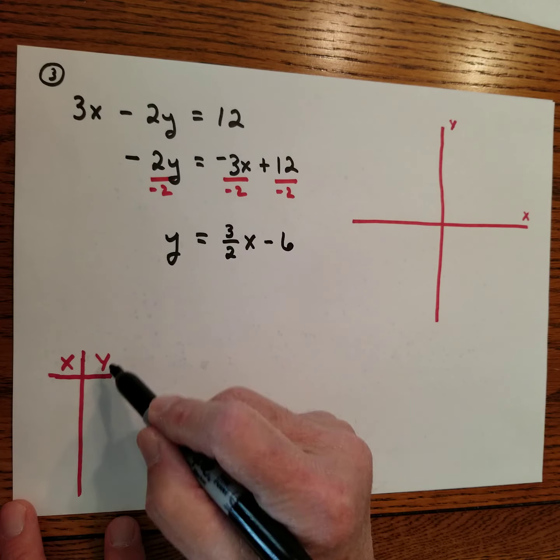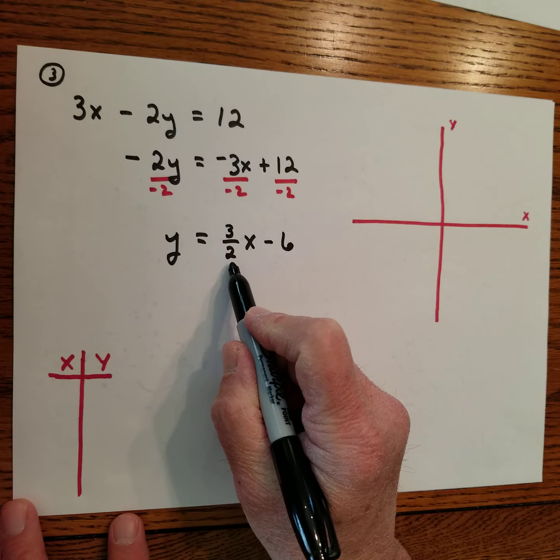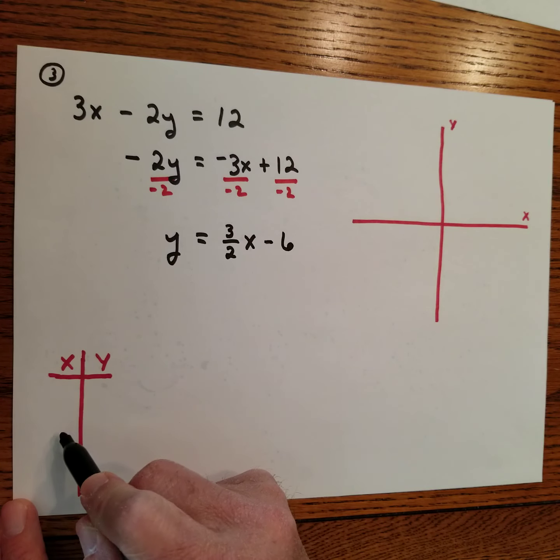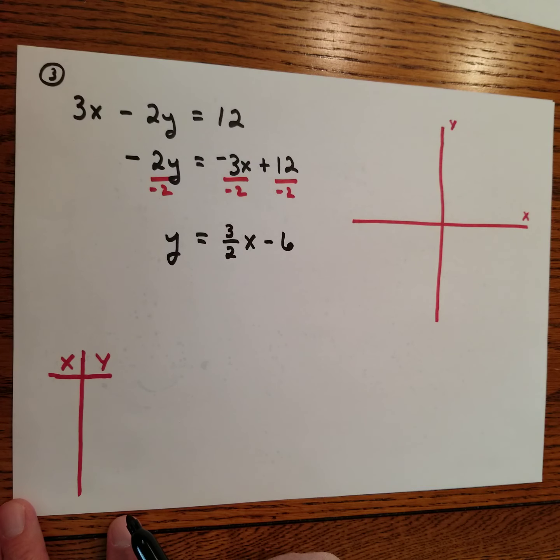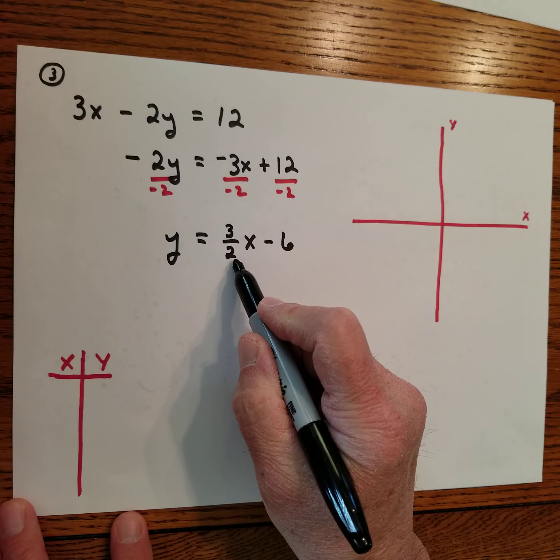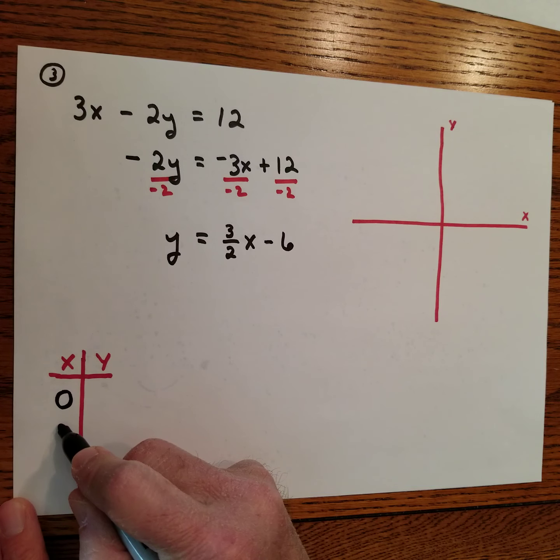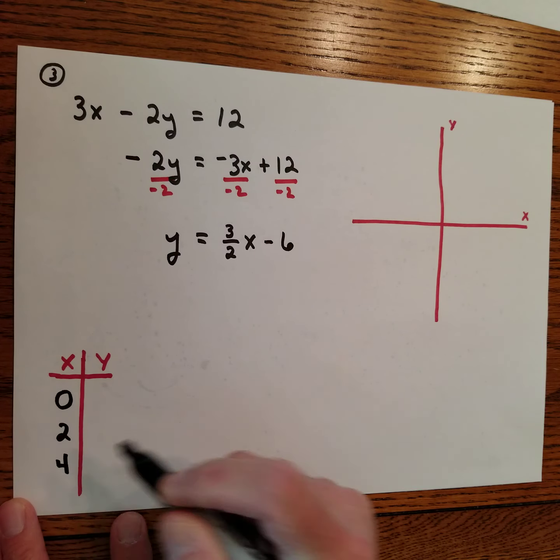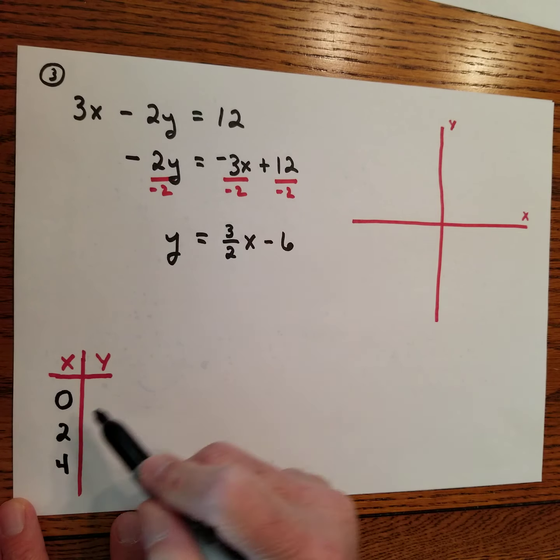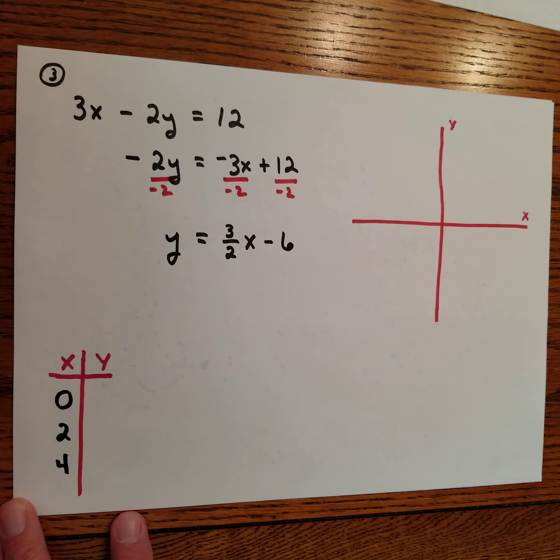Now, when I set up my XY chart, I've got a fraction. Remember how to choose your x's properly. If my denominator is 2, then I'll count by 2's. I'll use 0, 2, and 4. Whatever my denominator is, I skip count by that number to get my x values.